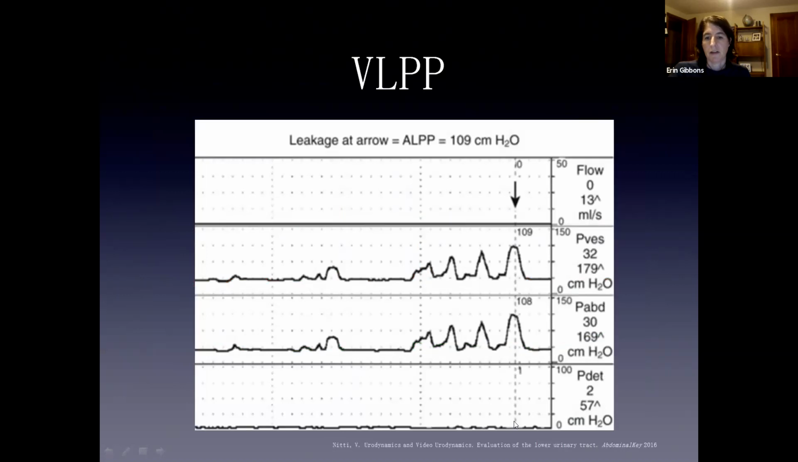And this is the same thing. So no detrusor contraction. We have an abdominal increased pressure, and we're going to measure what the valsalva leak point pressure is from the vesical pressure or the urethral catheter, which in this case is 109 centimeters of water. So a high leak point pressure.